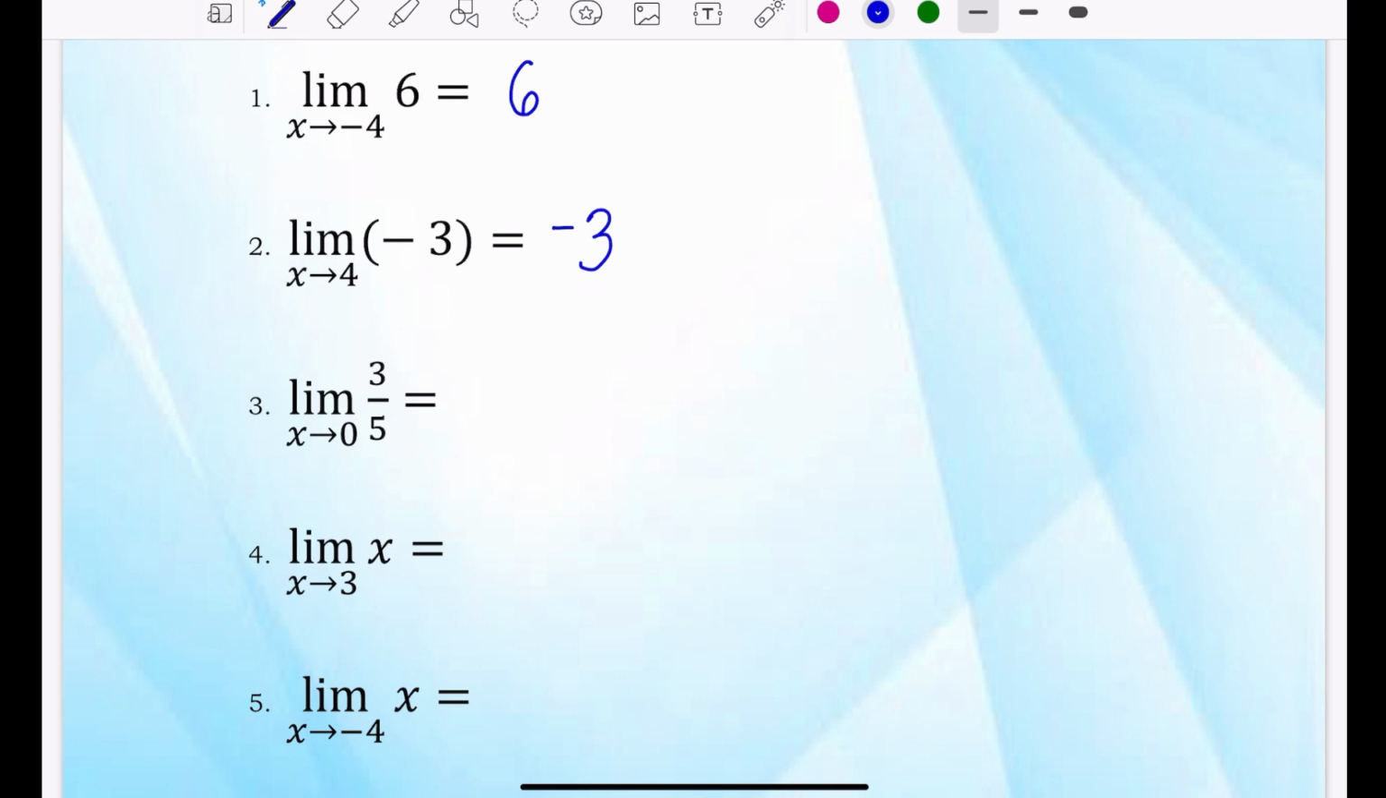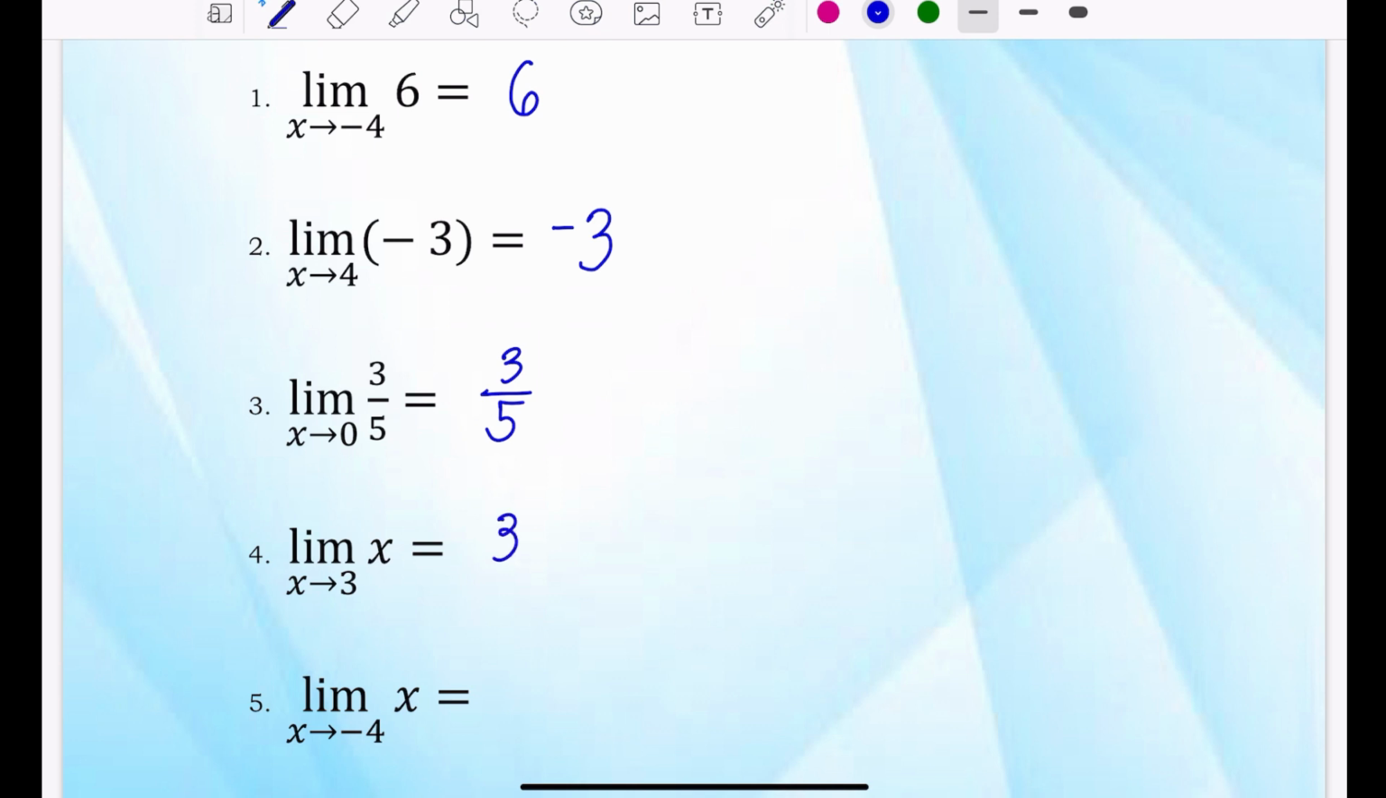Number 3, limit of 3 over 5 where x approaches 0. 3 over 5 is a constant, so this is the limit of a constant. So the answer here is 3 over 5. Number 4, limit of x where x approaches 3. This is the limit of the identity function. So the limit of x where x approaches 3 is equivalent to 3.